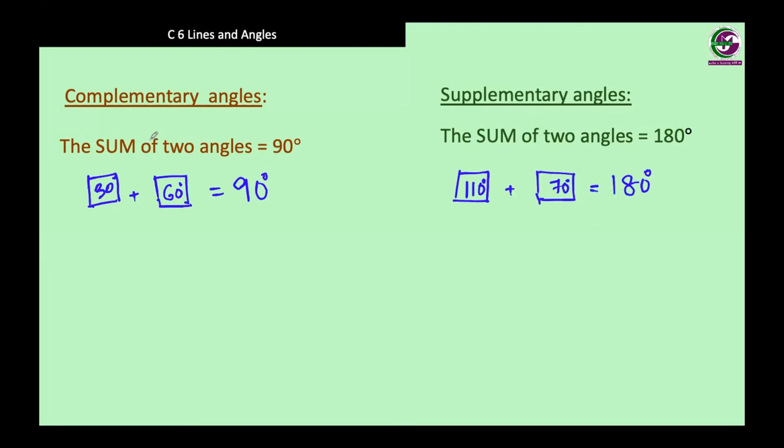Now here I will give you a tip to remember these two words. Now you might remember, but later on you might forget. So for that I will give you a tip.